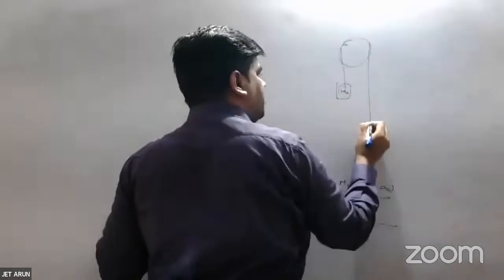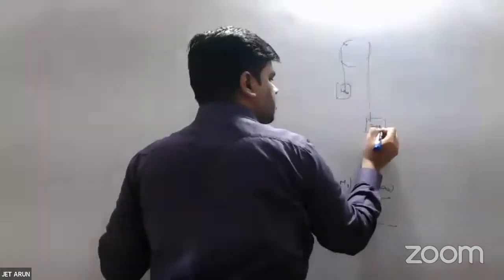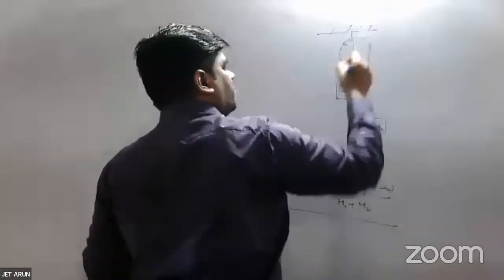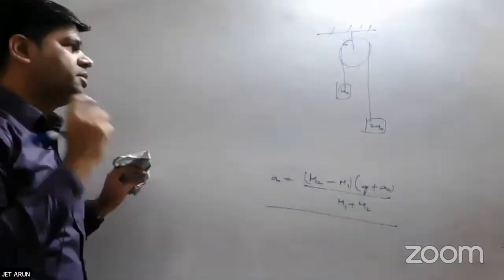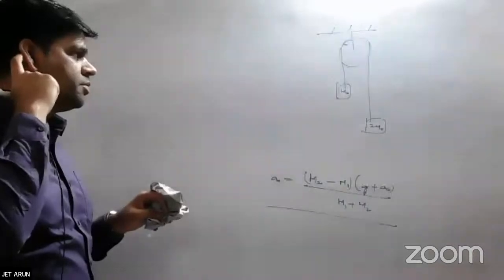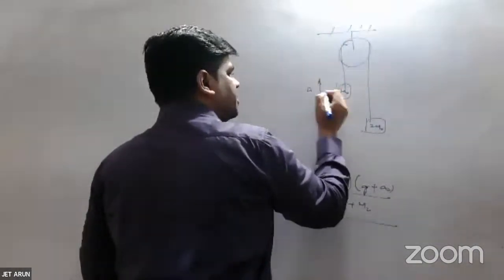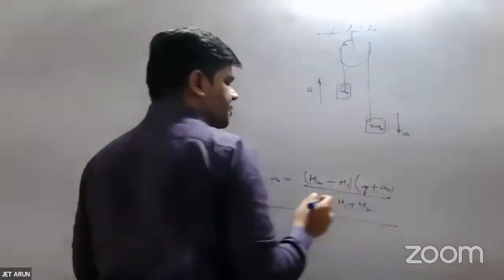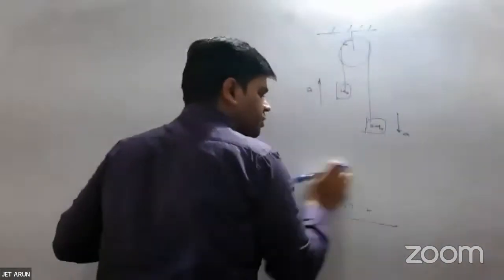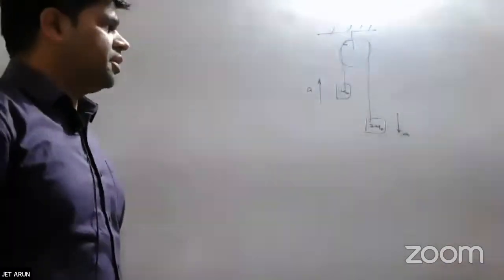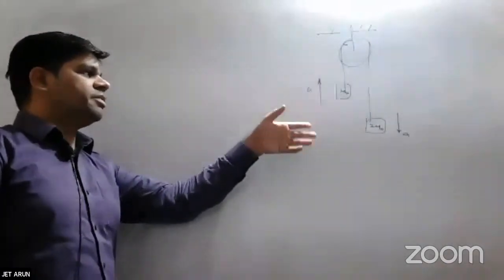This is m naught, 2m naught. What is the acceleration of the particles? Can you tell me what is the acceleration under gravity? This is a, this is a. With respect to the ground, the acceleration would be 2m naught g minus m naught g by 3m naught.